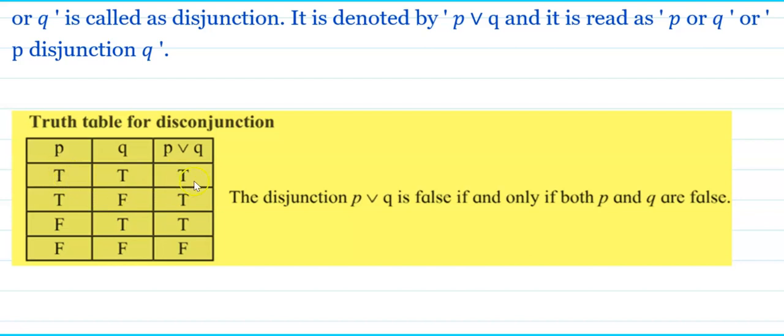To remember this, at least one of the two must be true, then it is true. T or T, yes T. T or F, again T. F or T is again T. F or F, then it is F. So to remember: at least one of the two must be true, otherwise false. The disjunction P or Q is false if and only if both P and Q are false. It is false only when both are false, otherwise it is true.